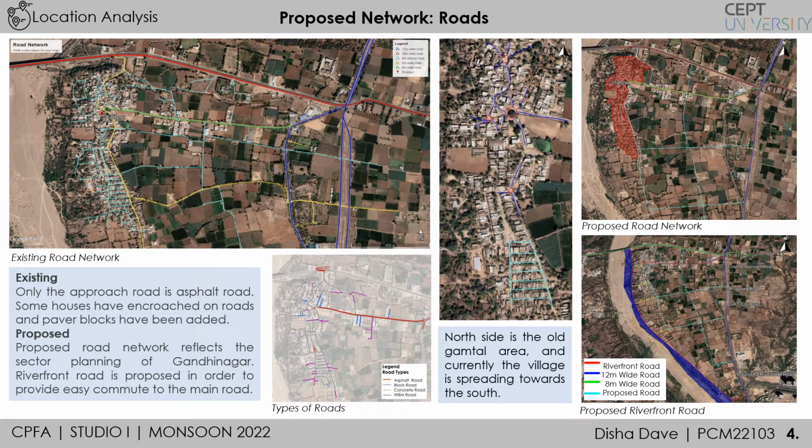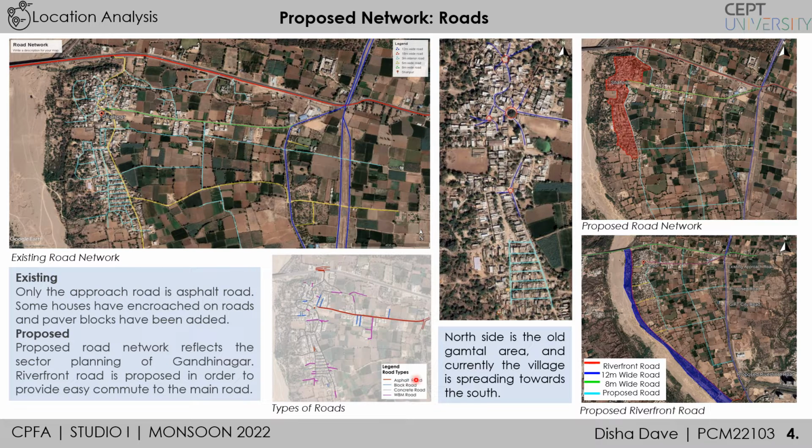This is the location analysis done for the road infrastructure. You can see this is the existing road network of the village. Here in the Gamtal area, there are two types of settlements as you can see. On the northern side, it's a scattered settlement, whereas the village which is currently developing towards the southern side, there you can see the organized road network.